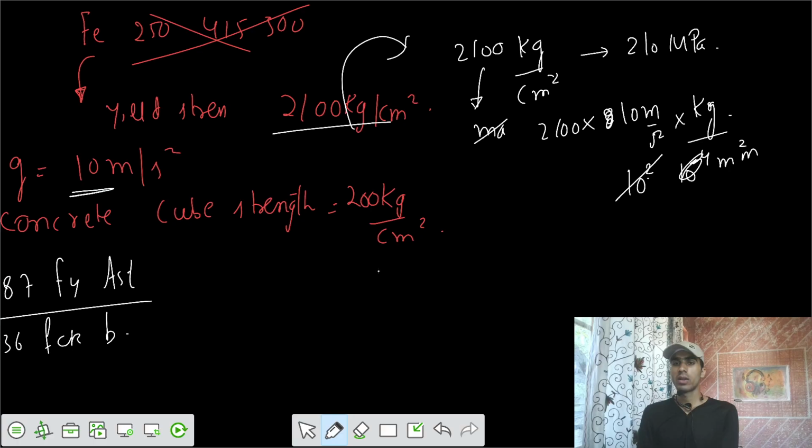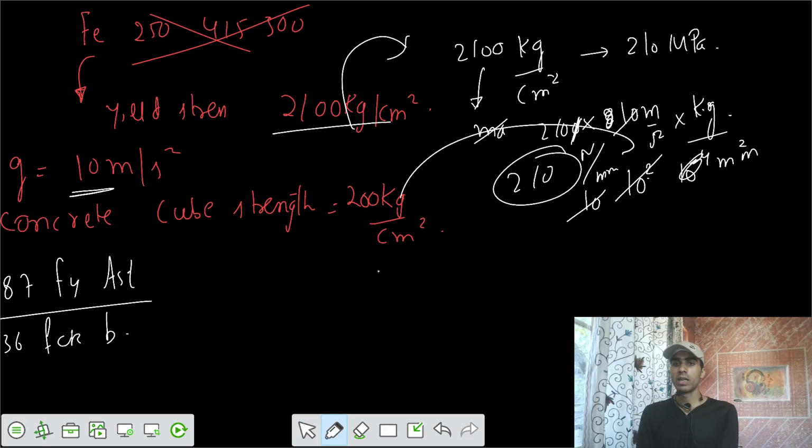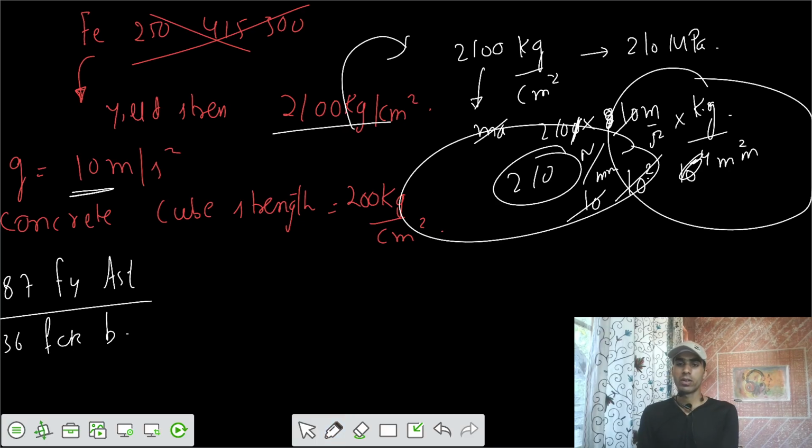This is 100, this is 10. Then finally, you are left with 10, and this one of the 10 goes. So finally, you got 210 kg meter per second square per millimeter square. That's Newton per millimeter square. So finally, this is your value for yield stress.